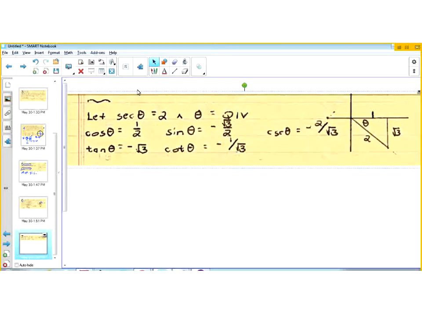Okay, so in this problem, let's say secant theta equals 2, and theta is in quadrant 4. A quadrant 4 angle means that the terminal side is here, in quadrant 4. Yellow doesn't show up, does it? Let me use a different color. So here's theta. Theta is a quadrant 4 angle.